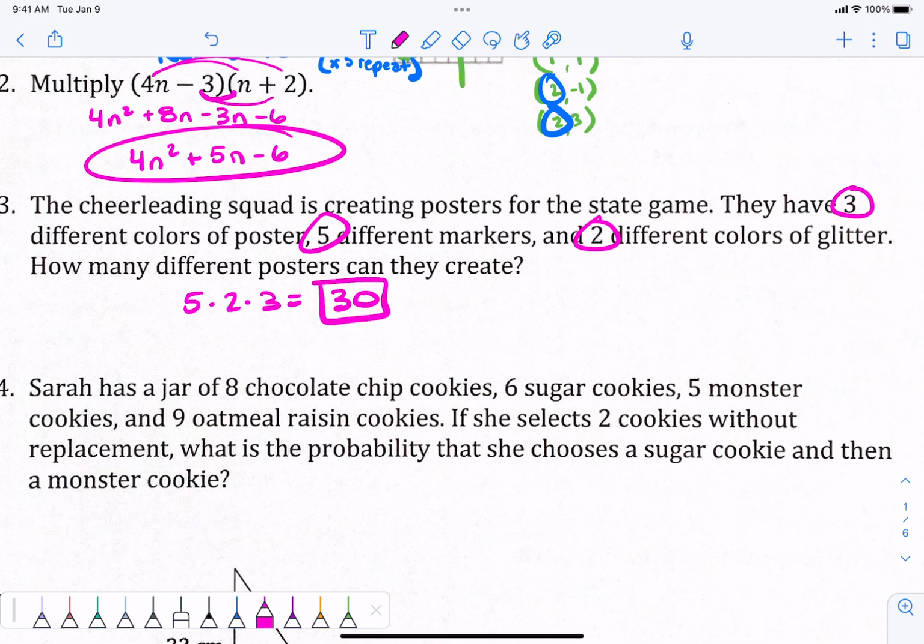Why is it 5 times 2 times 3? Because that's how many different options of each. It doesn't matter what order it's in. No, that's just a multiplication. 5 times 2 times 3. There's that many options. Okay?